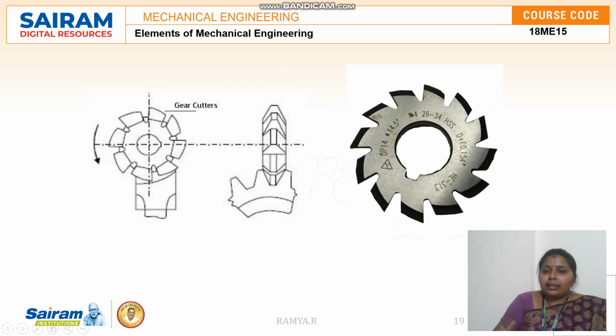So this is a cutter that is used for producing gears. Like this the gear tooth shapes are produced, and this is nothing but the gears.